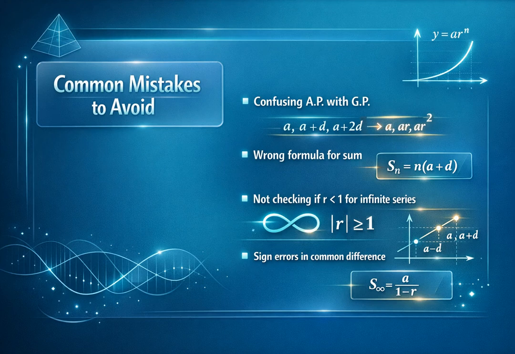Avoid common mistakes. Don't confuse AP with GP. Check whether terms have constant difference or constant ratio. Use the correct sum formula for each. For infinite series, always verify that the absolute value of r is less than 1. Watch for sign errors in the common difference.